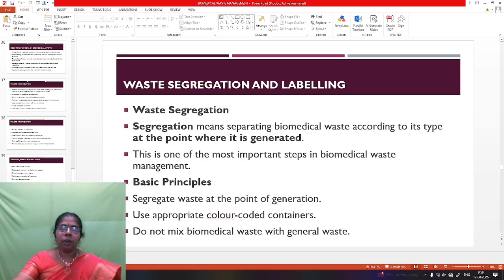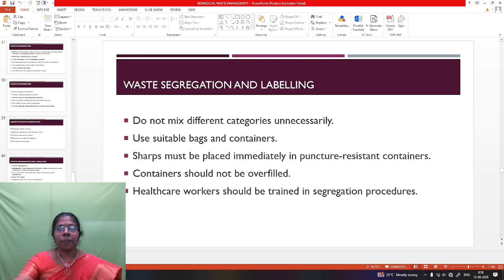Then color coded containers. Based on the nature of waste, hazardous and non-hazardous waste can be differentiated and we have to put them in separate containers. If hazardous waste is mixed with general waste, the general waste is also converted into hazardous waste. So do not mix biomedical waste with general waste. This is the important thing. Next, do not mix different categories unnecessarily. Use suitable bags and containers.